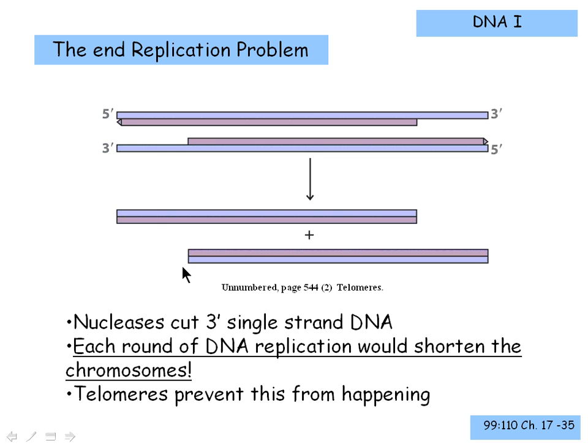So for each round of replication, we're going to be shortening our chromosomes. And as you can imagine, this can be very detrimental to the cells because we can be cutting into very important genes that we need in order to survive. So what we have are called telomeres that prevent the chewing up of our chromosomes.